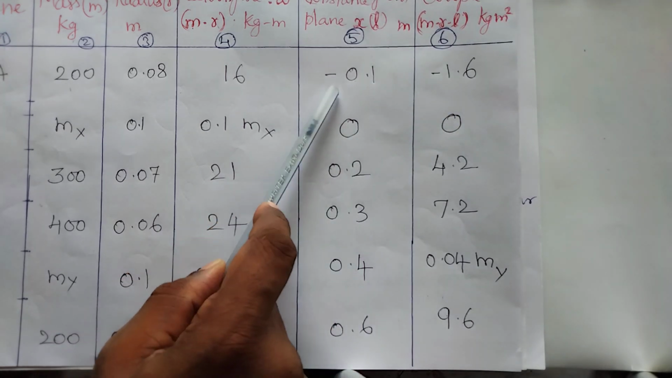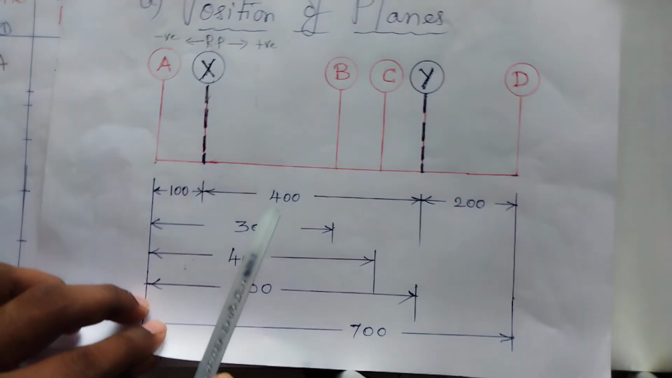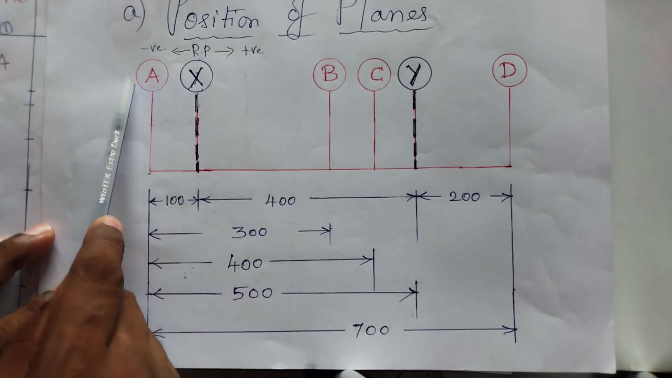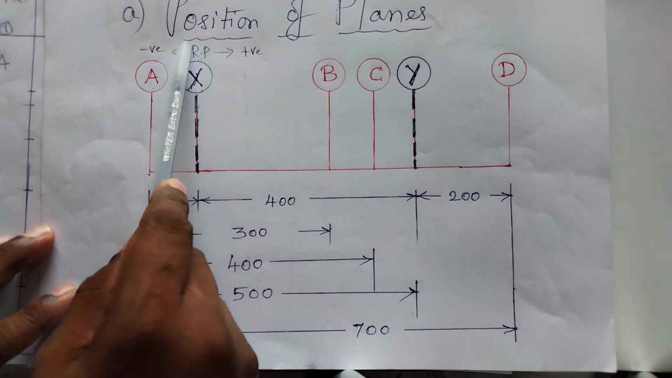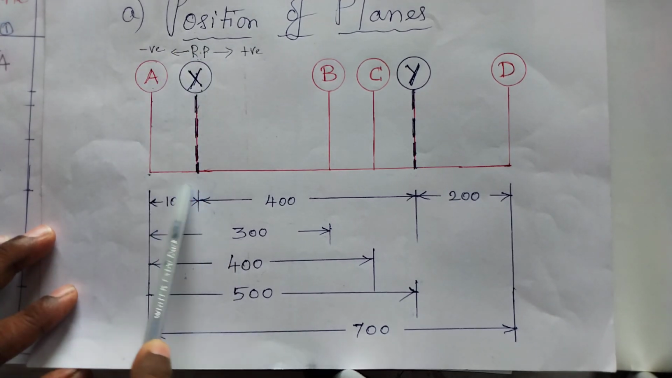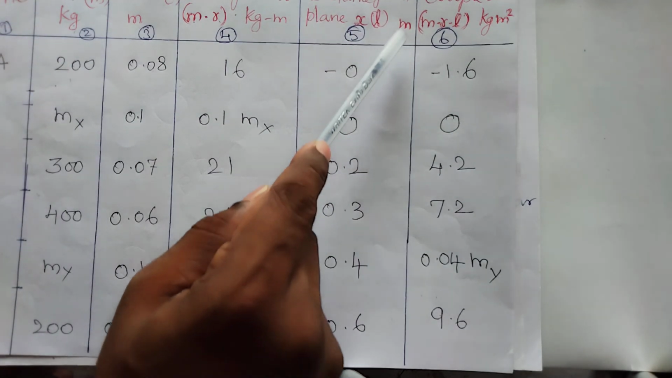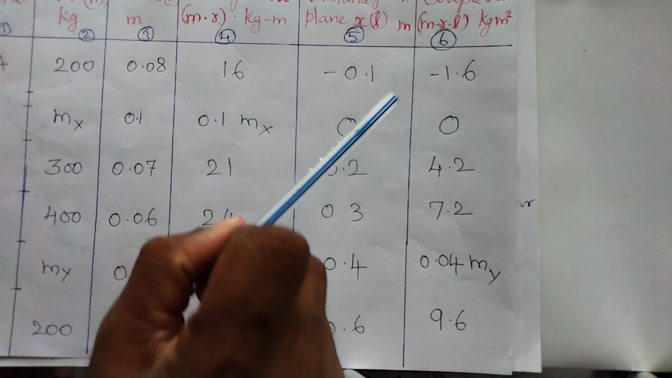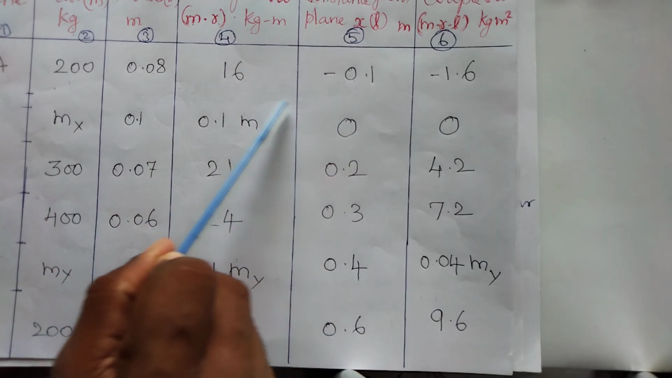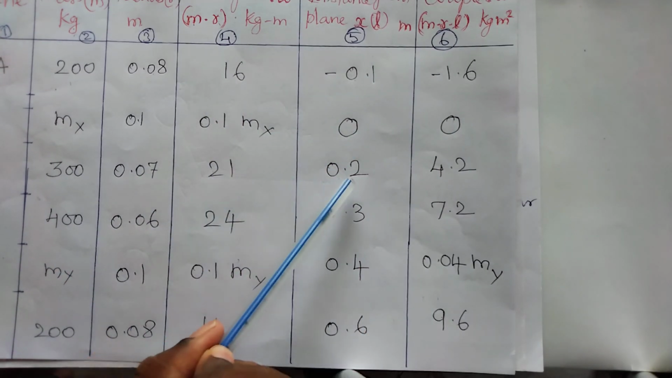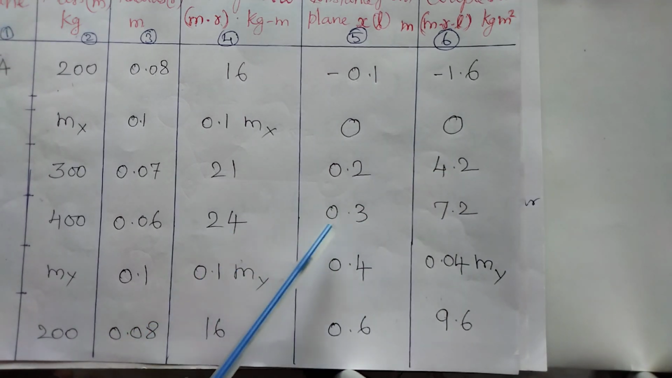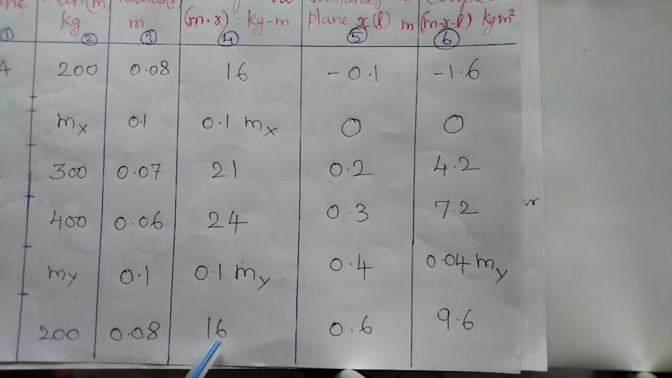This negative value is because, from the reference plane, A is towards the left side. We have taken the left side of the reference plane as negative, so this value becomes negative. That is why it is minus 0.1, in terms of meter. Similarly, 0.1 mx into 0, this whole term becomes 0. Then 21 into 0.2, you will get 4.2. 24 into 0.3, you will get 7.2. 0.1 my into 0.4, you will get this one. Similarly, 16 into 0.6, you will get 9.6.